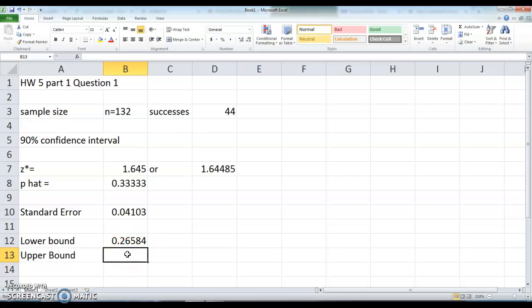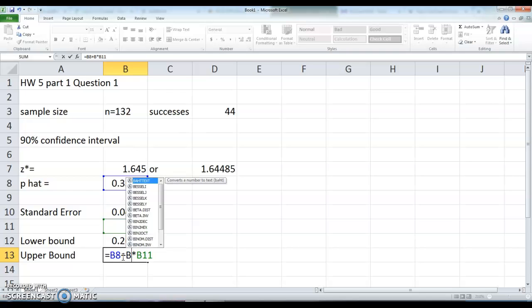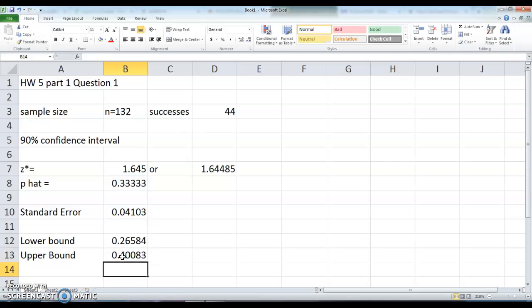And my upper bound, I do the exact same thing. So maybe I'll just drag this down, and I'll change this to a plus. I'll actually have changed some of these numbers. So this was actually B8, and this is B7, and this is B10. And so that's my upper bound.